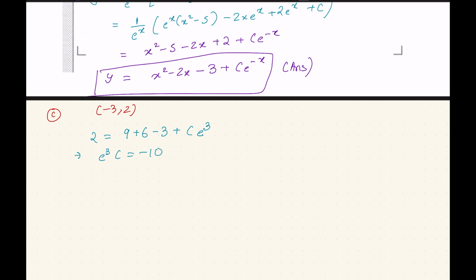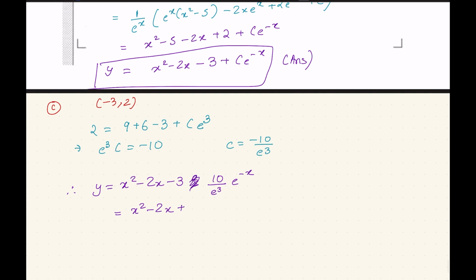So, yeah, C would be -10 over e cubed. So the expression becomes y equals x squared minus 2x minus 3 plus 10 by e cubed e to the power of -x. So I can further simplify it one step and write it like this. Not plus, this will be minus 10 e to the power -x minus 3.